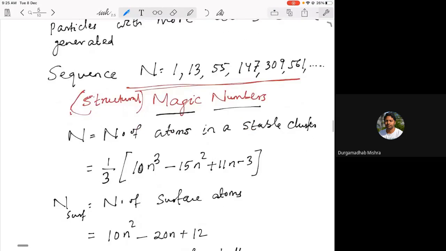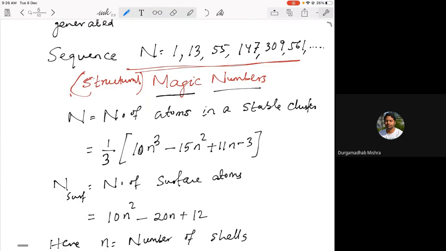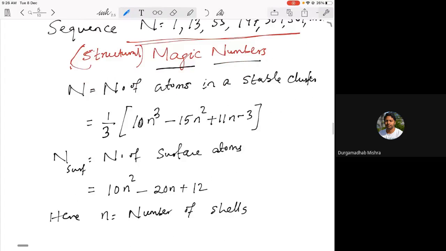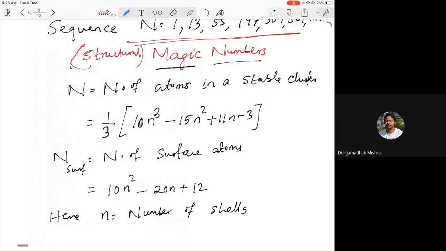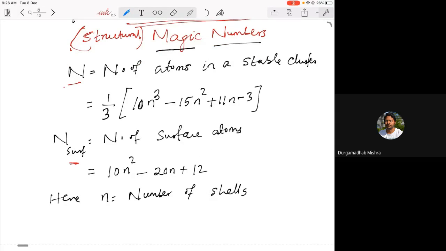So then how can one calculate the number of atoms in a stable cluster? There is an empirical formula which you can use to calculate how many atoms your cluster with an FCC structure will have. And similarly, you can also calculate the number of surface atoms. So this is your number of atoms, and this is your number of surface atoms. What is n? n is the number of cells you want to add: n equal to 1, n equal to 2, 3, and so on. You can keep on adding, and then you can get how many atoms you need to get a stable FCC structure.